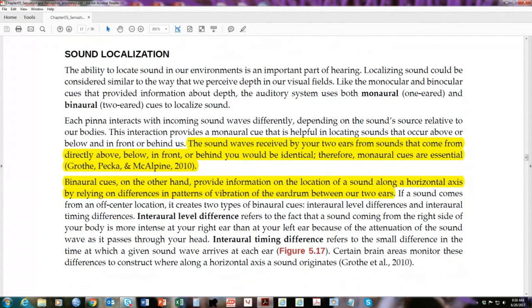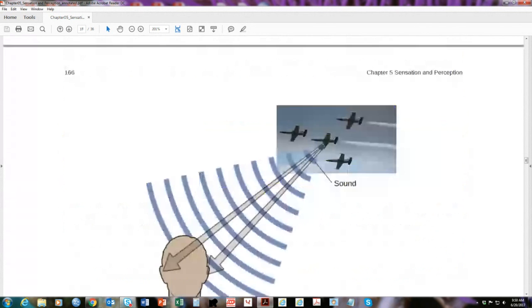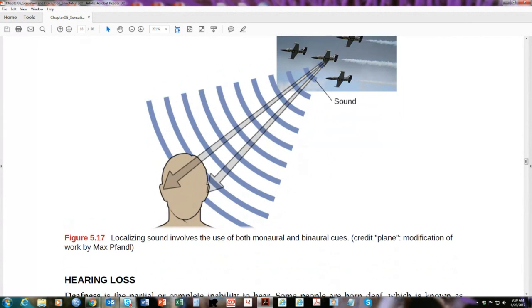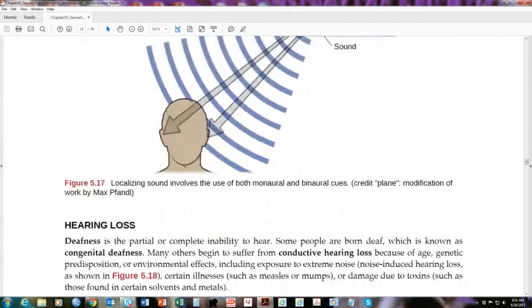But if a sound is coming from one side or the other, then the sound is going to hit one ear before the other. And so that's what we have in figure 5.17. You can see that the sound is hitting this person's left ear before it hits the right ear. And this differential between when sound is detected by one ear versus the other ear is processed by the brain. And we do this automatically. If we hear, say, a loud sound coming from one side of us, we automatically tend to look in the direction of the sound.